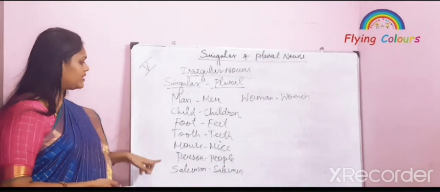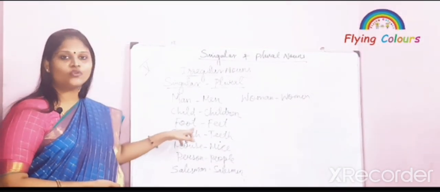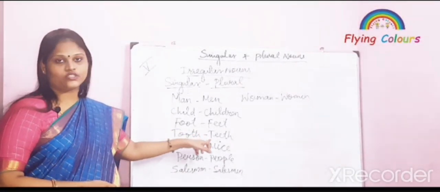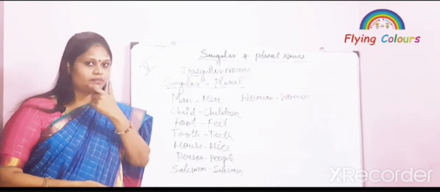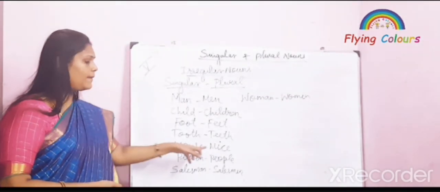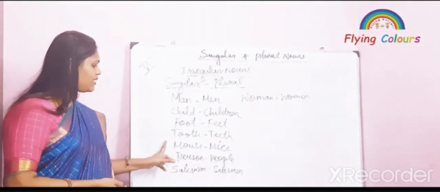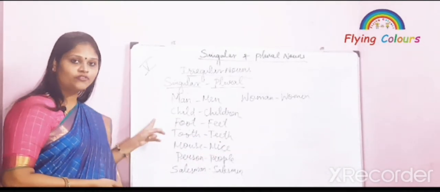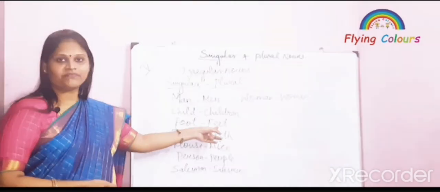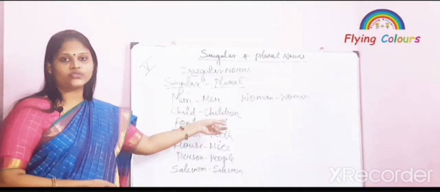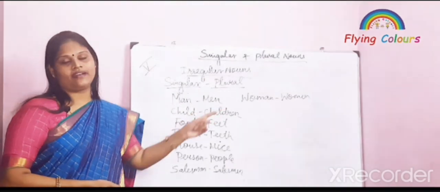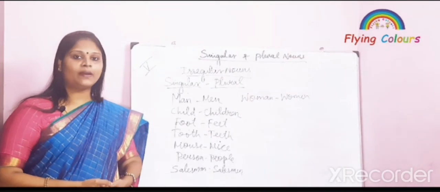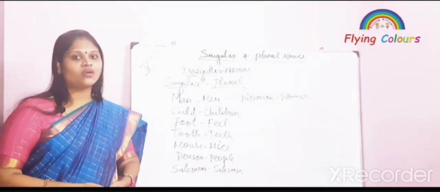So, these are all the examples. Again, one more example, foot, feet. Teeth, tooth means tooth, teeth. Tooth means single tooth. Teeth means many teeth. Mouse, mice. One mouse, many mice. One tooth, many teeth. One foot, many feet. One child, many children. One man, many men. So these are all singular plural nouns which come under irregular nouns. This is the fifth concept.